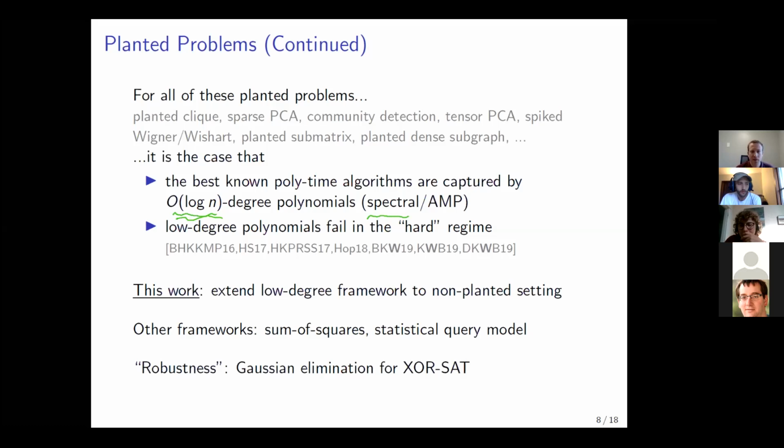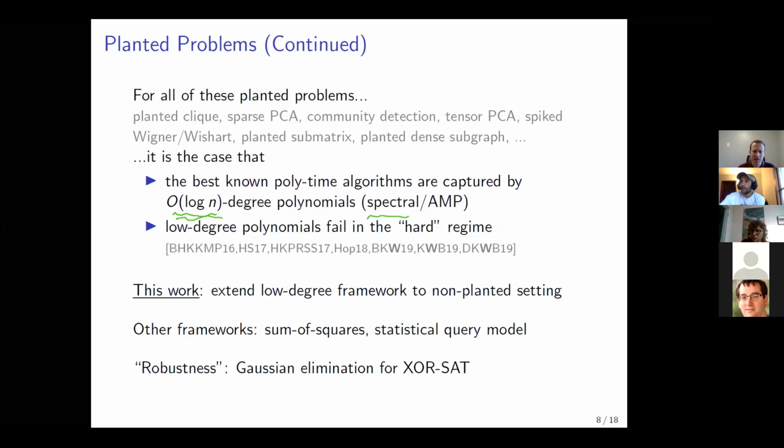One caveat of this framework that I should perhaps mention: there are some cases where there are some limitations to this approach. One common counterexample is the Gaussian elimination algorithm. If you're given some XOR equations and you want to know if they're satisfiable, you can use Gaussian elimination to exactly compute whether or not they are satisfiable. But this is not a low-degree polynomial, and low-degree polynomials fail at this problem.